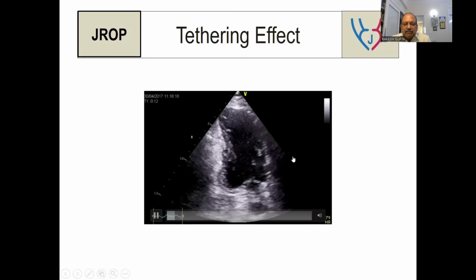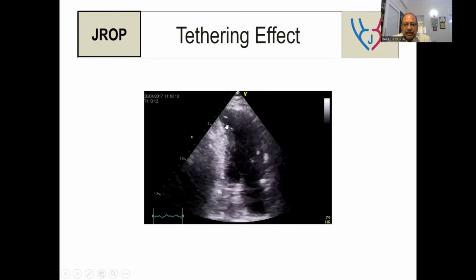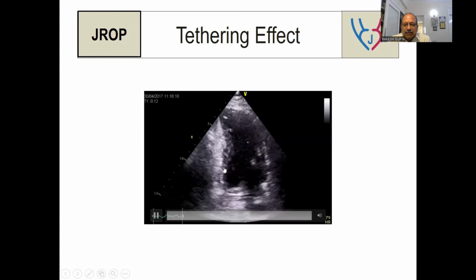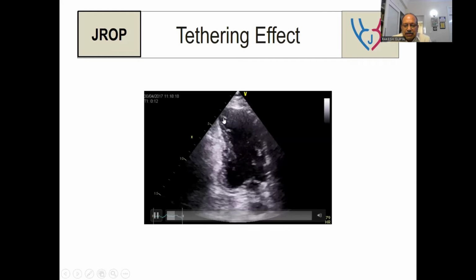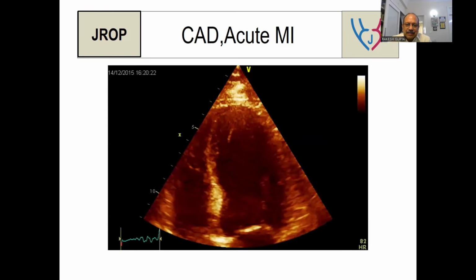Tethering effect. Where will we see a tethering effect? When hypercontractile segments affect the affected segments and show almost a normal motion. Now look very carefully. This segment is hypercontractile. This segment is hypercontractile. This will try to pull this akinetic segment to make it hypokinetic. That's what is tethering effect.